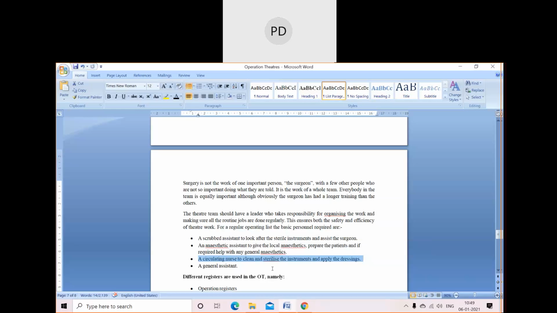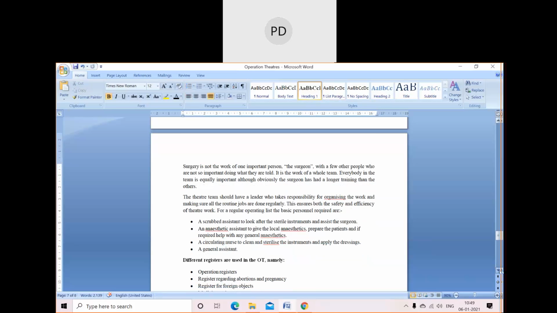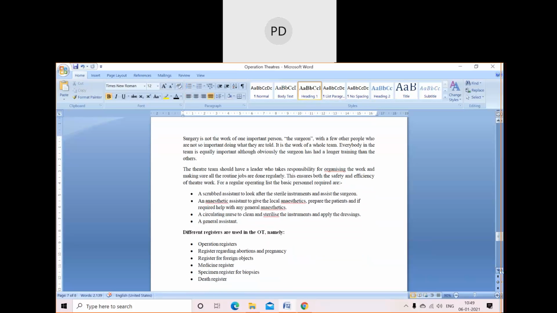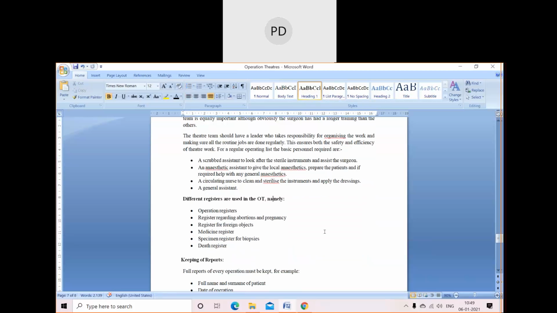And a general assistant, who would be housekeeping or something. That person takes care of other clerical activities. And now the registers which are actually maintained in the OT.